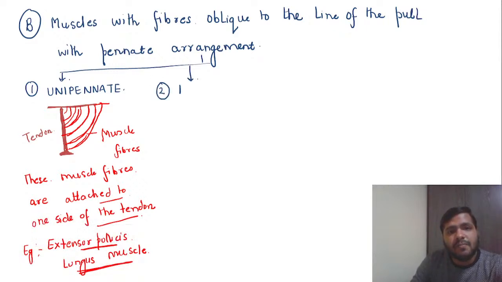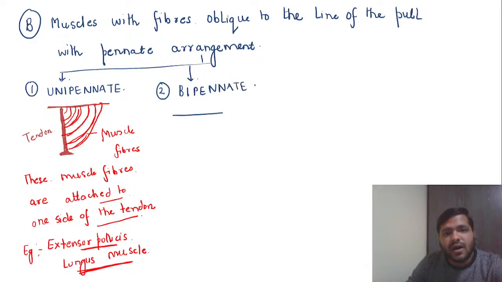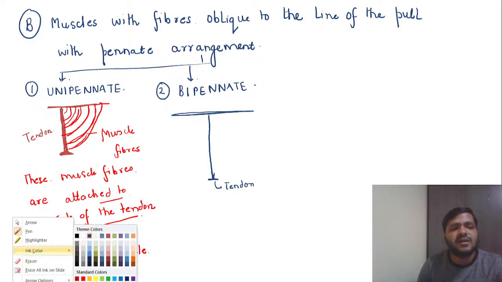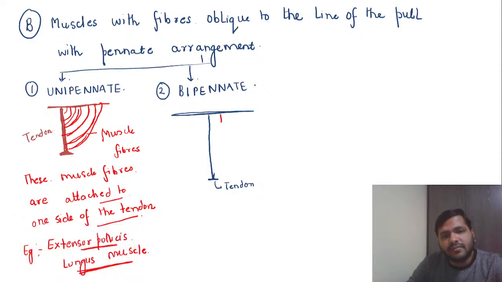The second, write down bipinnate muscles. In the bipinnate, suppose this is the tendon, and to this tendon the muscle fibers are attached in the form of a full feather, like both the wings of a bird. The muscle fibers are arranged like this.